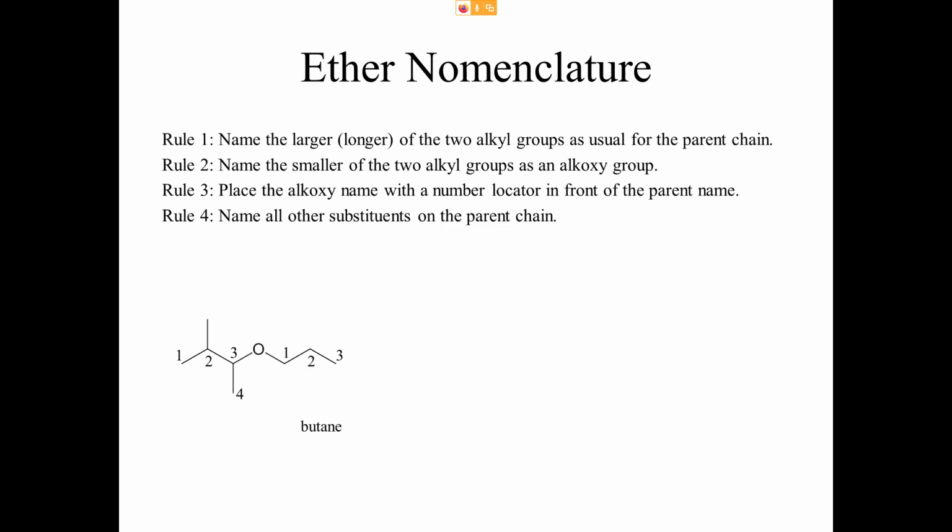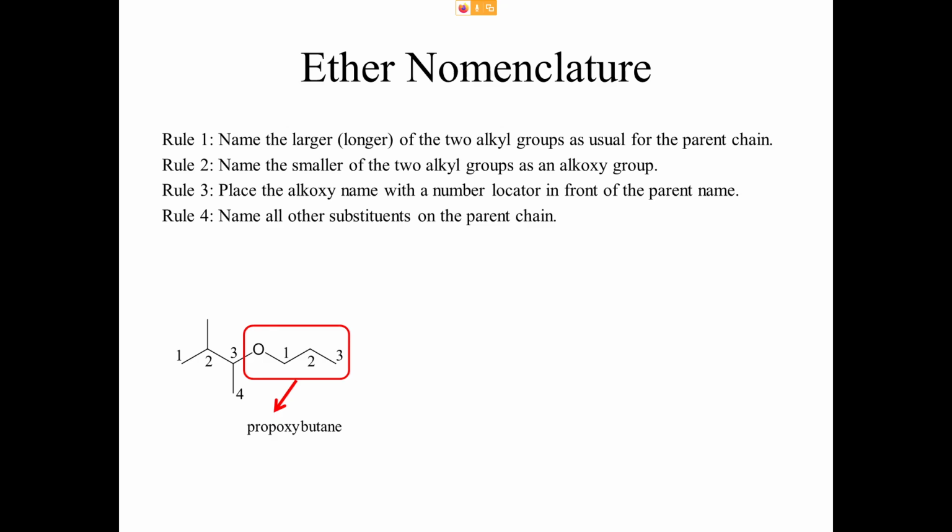Butane. Four carbons in a row is butane. So I've decided butane is my main chain. Everything else becomes substituents. So this whole thing I've put in a red box is a substituent, including the oxygen. It's not just a propyl group. It's a propyl attached through an oxygen. So it's called propoxy.